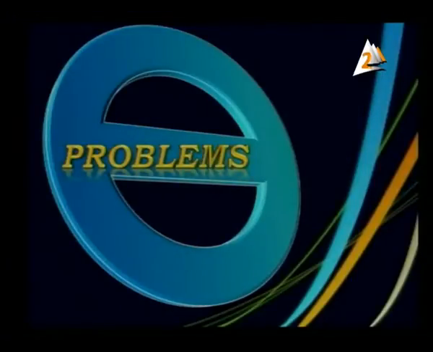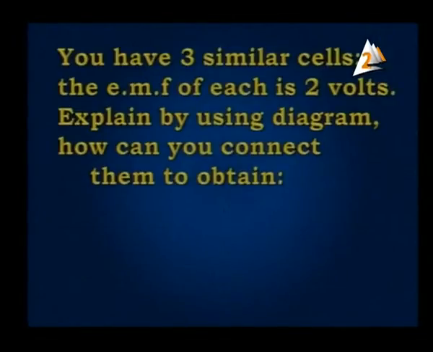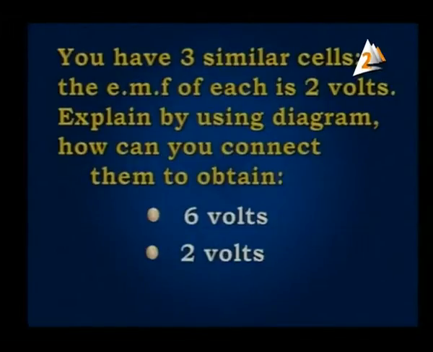After that we have problems. It's a very important part. Let's go see. You have three similar cells. The EMF of each one of them is 2 volts. Explain by using a diagram how you can connect them to obtain 6 volts, 2 volts, and 4 volts. I need to use all three similar cells, each one having 2 volts.